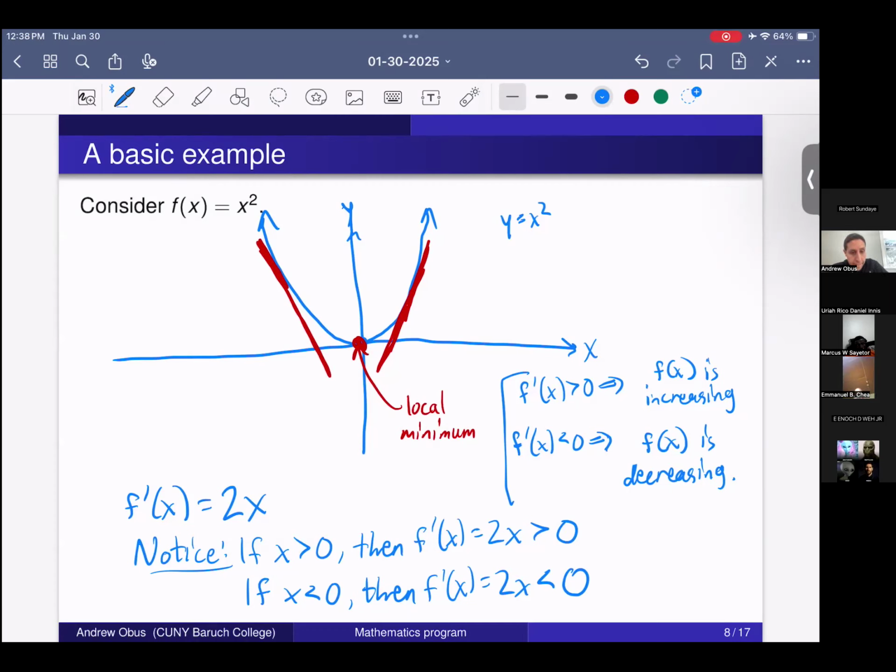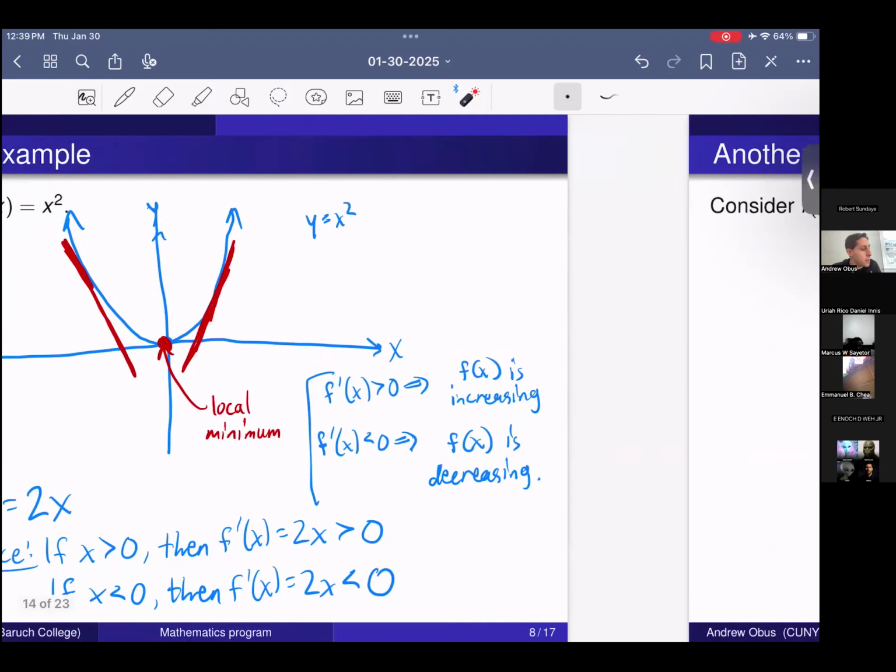So f of x is decreasing when x is negative, and it's increasing when x is positive because the derivative is 2x. So that's going to be negative when x is less than 0 and positive when x is greater than 0. Exactly, as James says here in the chat. Okay, thank you. You're welcome.